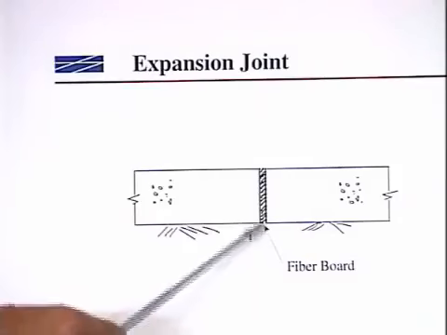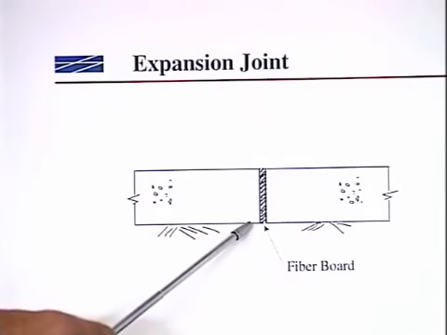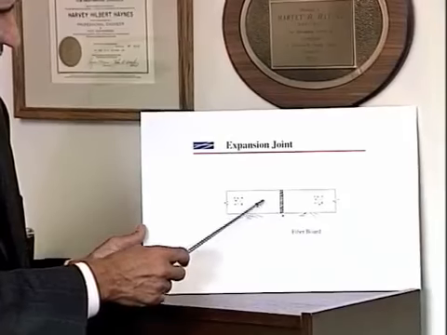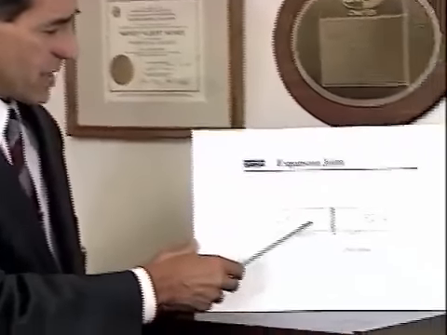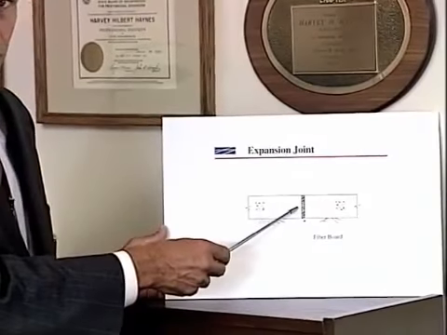Expansion joints use a compressible material, such as fiberboard, that goes through the entire thickness of the slab. Concrete that is cast in the winter and then exposed to hotter summer temperatures increases in length; it expands. That is where the compressible material comes into play. It allows the concrete to expand.